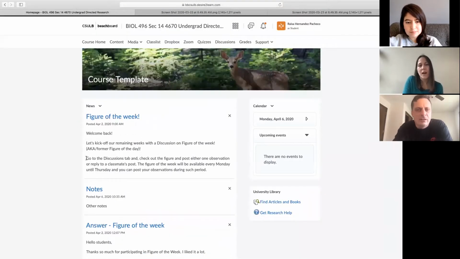That sounds great. I've used figure of the day in person, and it's always worked nicely, but I've struggled with encouraging the quieter students to contribute. Have you found that this online form allows them to have a louder voice?